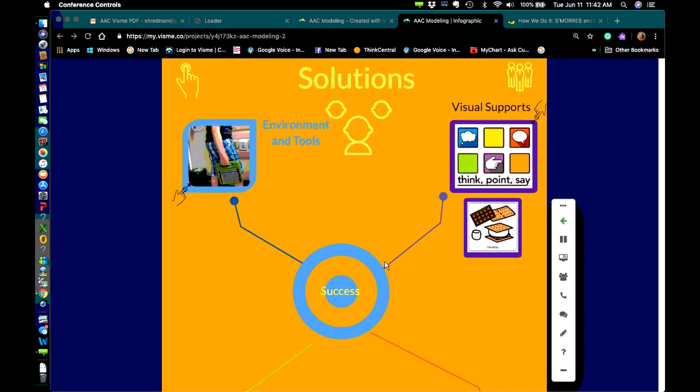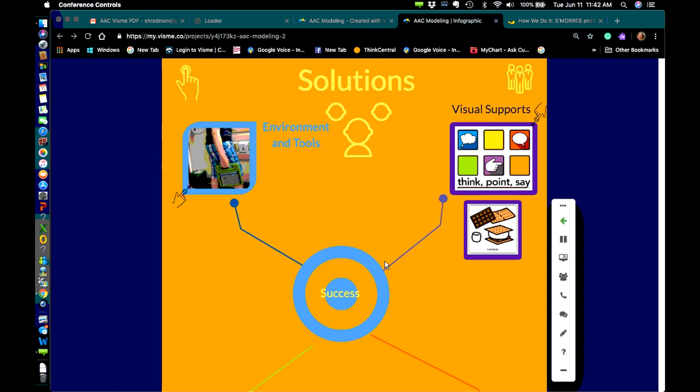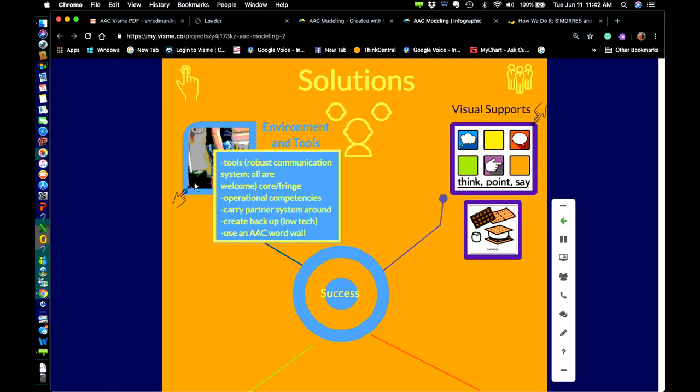The solutions page, we're finally here. So I broke this down into 4 areas. So we're going to look at the environment and tools. So we know with an AAC system having robust communication. If you want to know what a robust communication system is, I've talked about her a lot, but Kate has some really great information about that. But really we know it is a mixture of having core words, words that we use frequently that make up 80% of our language in some estimates, to fringe, which is important because that's what we want to talk about, right? We can't have one or the other.